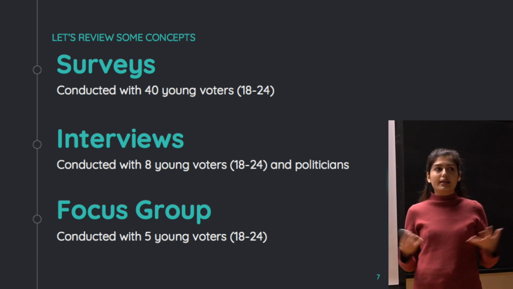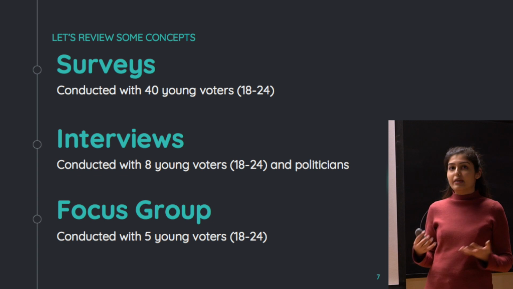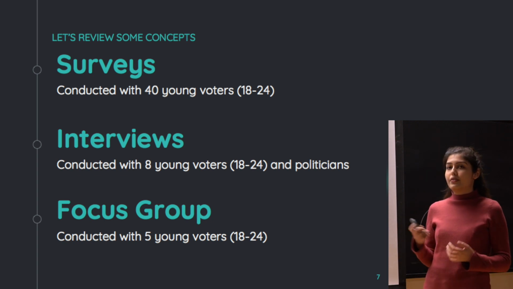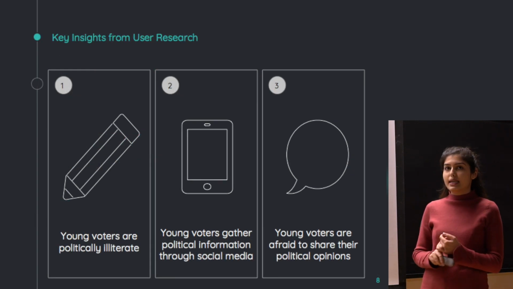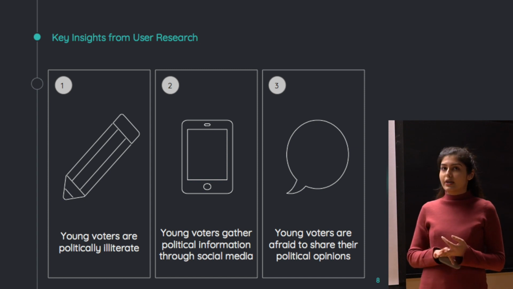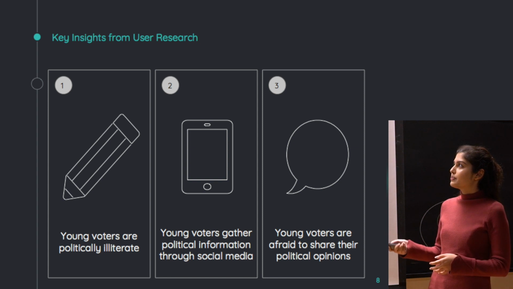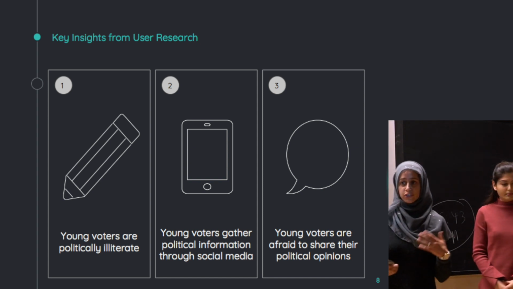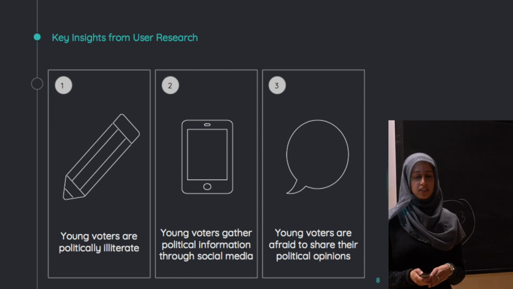From our research, we came back as a team and dug deep and came up with 3 main findings that really helped us to get to our solution. Our first finding was that young voters are politically illiterate, second, young voters gather their information from social media, and lastly, young voters are afraid to share their political ideas with others. After our user research, we also identified 2 personas, and we will bring these to life a little bit later in the presentation.